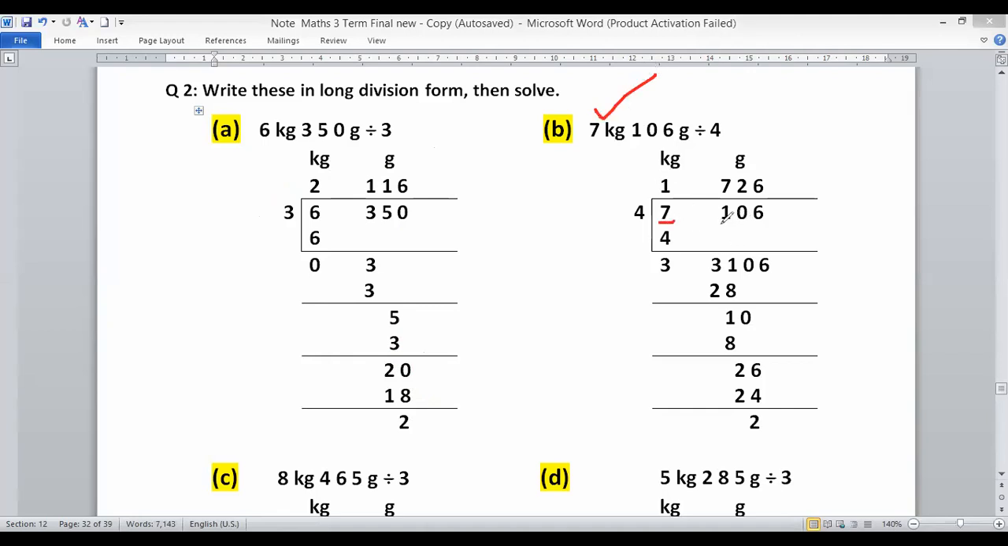Next, 7 kilogram and 106 gram divided by 4. First of all, here we divide 7 by 4. 4 ones are 4. After that, we subtract 4 from 7. 7 minus 4, remainder is 3. Students, it means we have 3 kg remaining here. 3 kg means 3000 gram. In 3 kg, we know that we have 3000 gram.